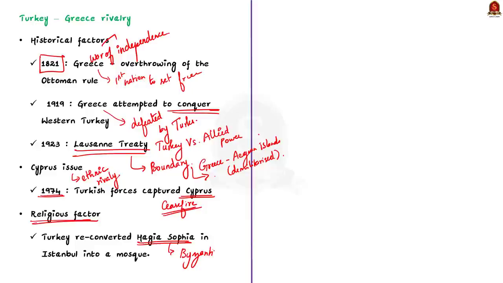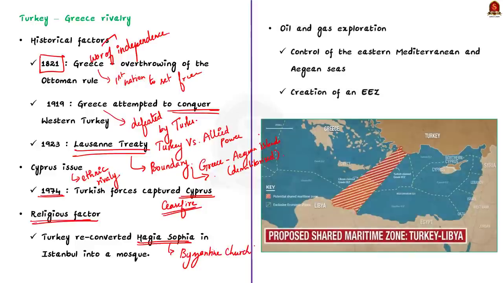Currently, the control of the Eastern Mediterranean and Aegean Seas for oil and gas exploration has caused tensions between the two countries. Turkey signed a deal with Libya for the creation of an exclusive economic zone from the Turkish southern coast to Libyan northeast coast. But Greece pointed out that the agreement has failed to take Crete into account. This Greek island Crete falls midway between Turkey and Libya.